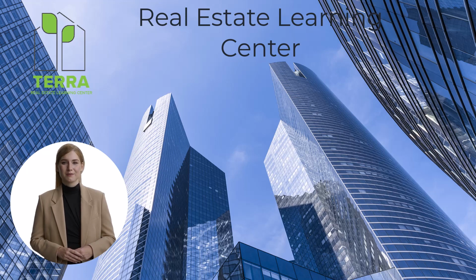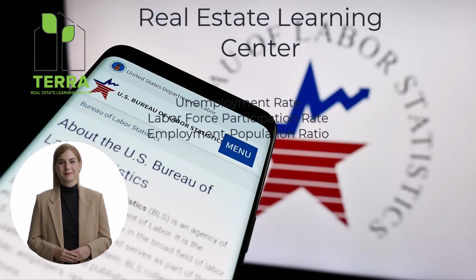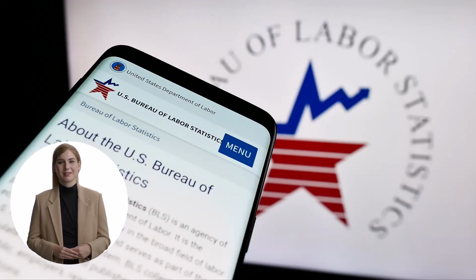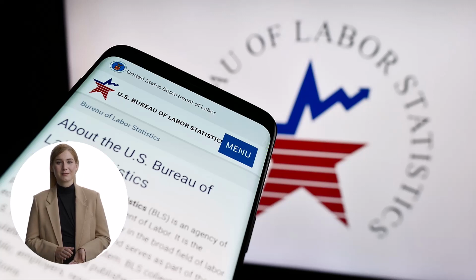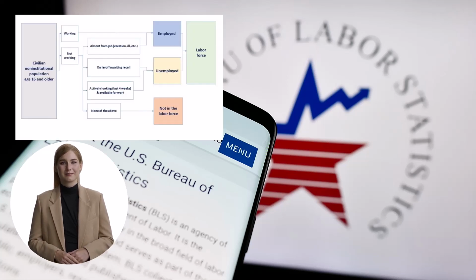Today, let's look briefly at the unemployment rate, labor force participation rate, and employment population ratio. The U.S. Bureau of Labor Statistics compiles the data for all three. The calculations are very similar. However, there are significant differences. As we proceed through our discussion, we will refer to this chart.